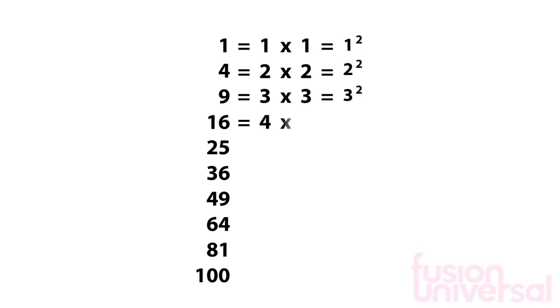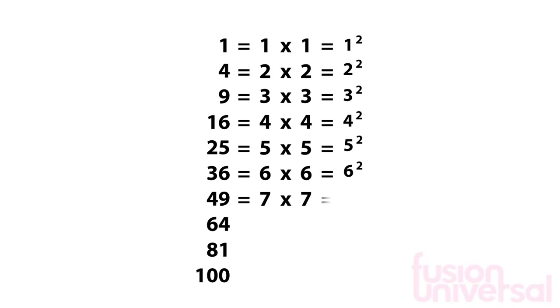We can write square numbers in a different way using indices or powers. 1 times 1 is written 1 squared, or 1 to the power 2. A 2 is used because there are 2 ones multiplied together. We can repeat this all the way down to 10 squared.